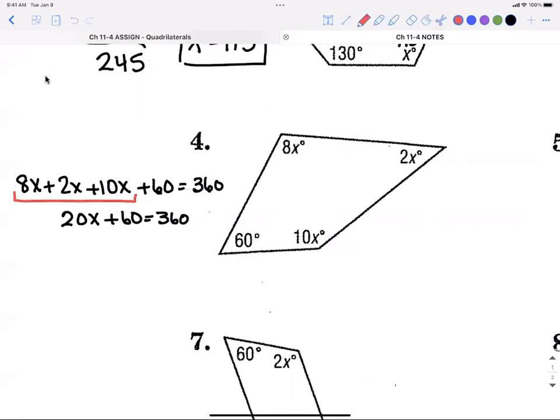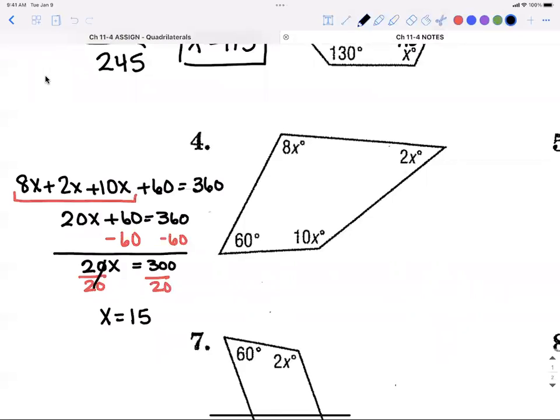And again, the next basic step is to subtract 60 from each side because we want to work towards solving for x. That gives us 20x equals 300. Then I'm going to divide the 20 off of the x, and if I do it to one side, I do it to both. That gives me x equals 300 divided by 20, which equals 15. So the first step, solve for x, I've done that. X equals 15.